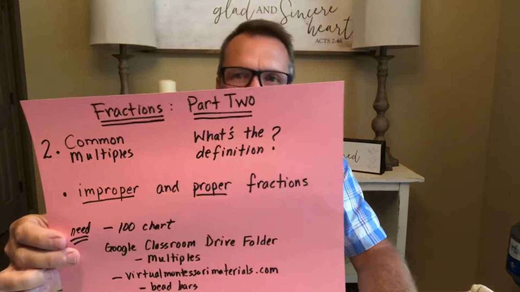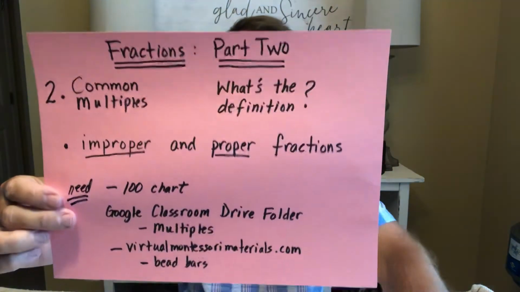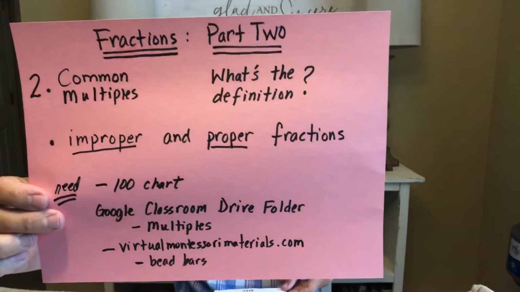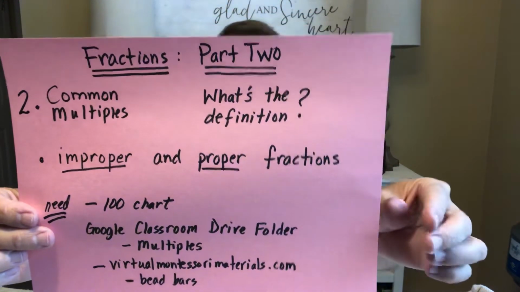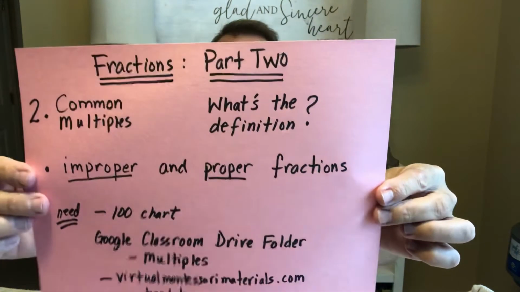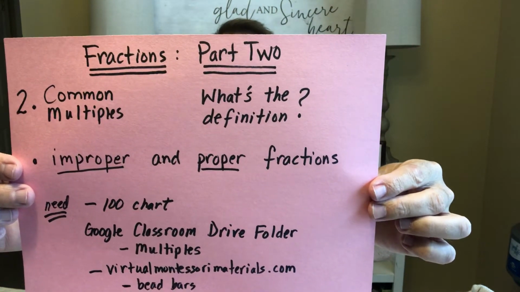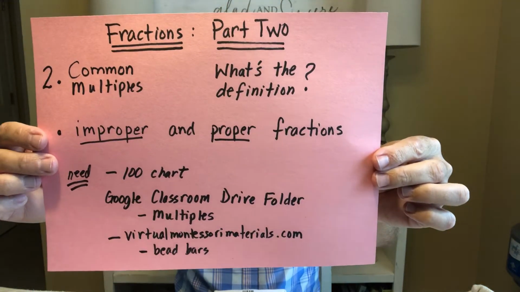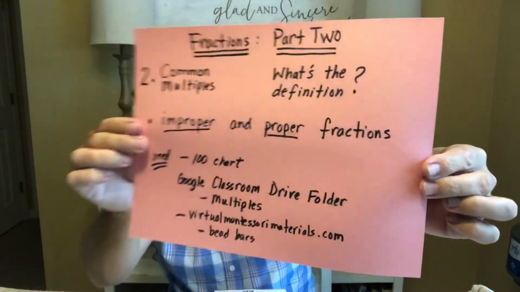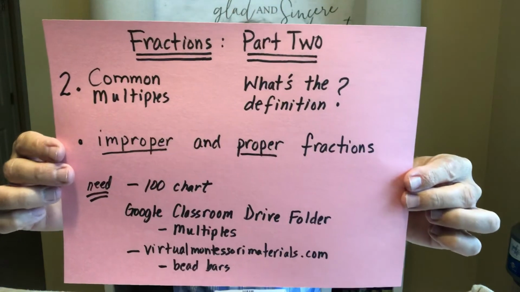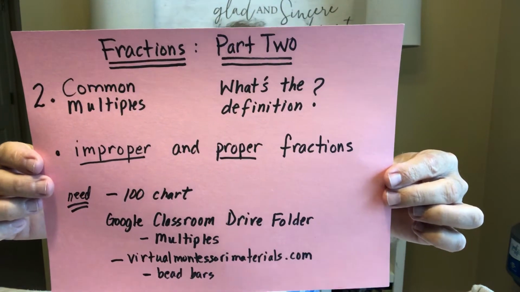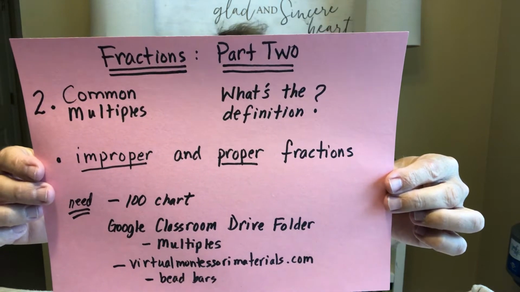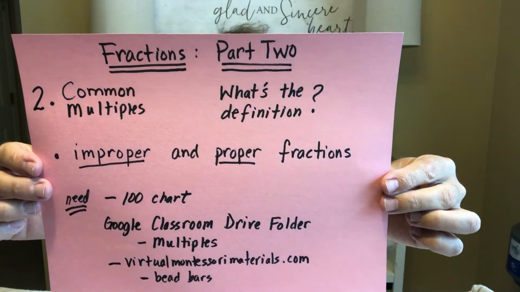Today we are in a unit called Fractions Part 2, and we're going to be doing a lesson on common multiples. Our goal is to find out the definition of common multiples. We're also going to be talking about proper and improper fractions, so today we're going to learn the difference between those two. What's an improper fraction and what's a proper fraction?